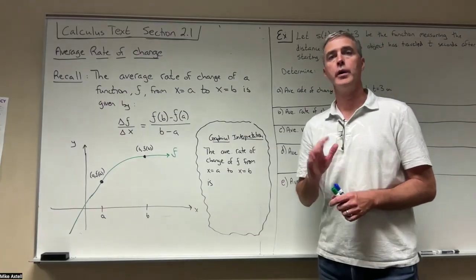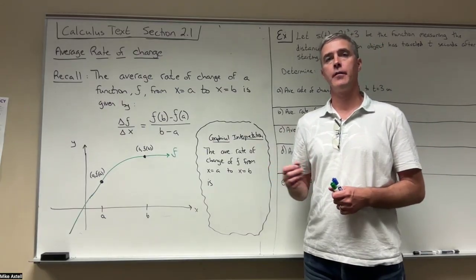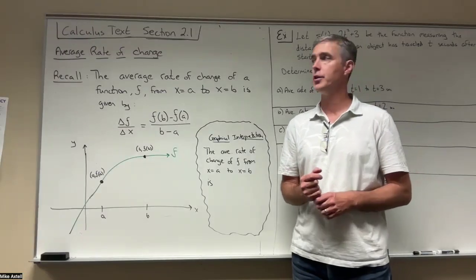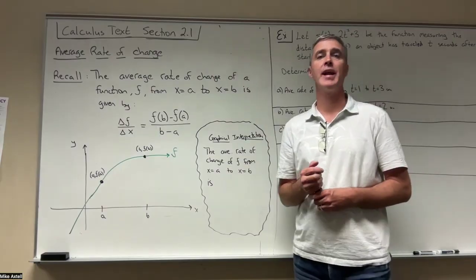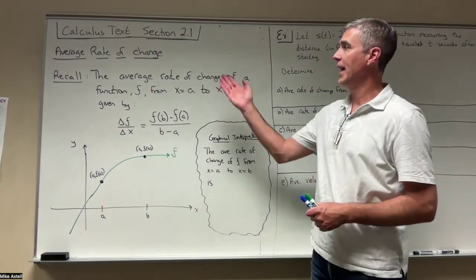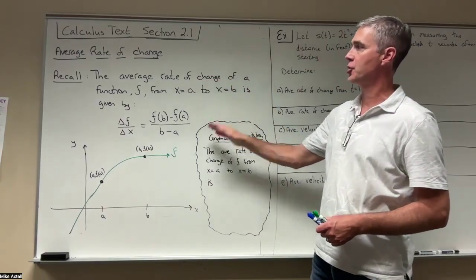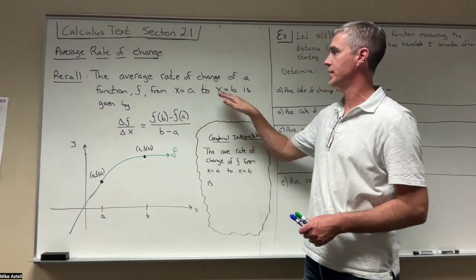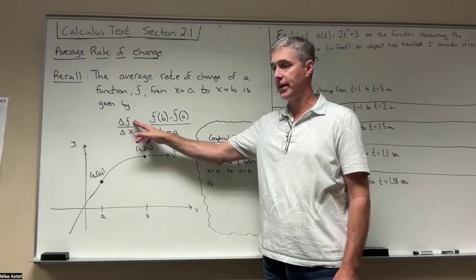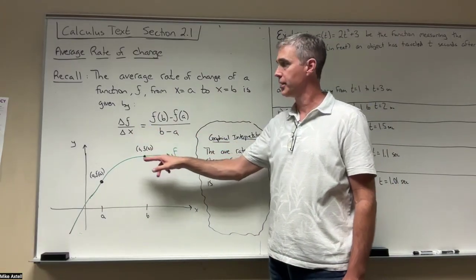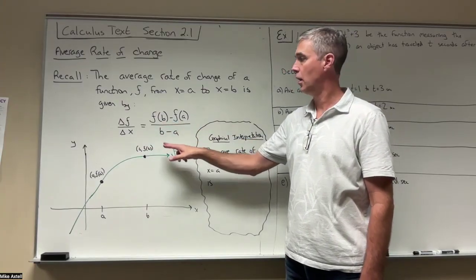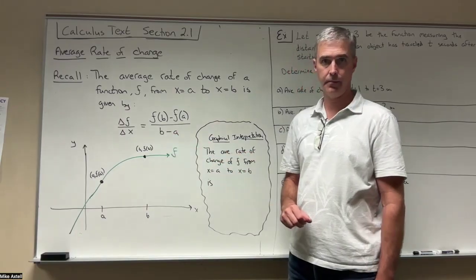All right. We are going back to a topic we first covered when we were doing lines a couple of weeks ago, linear functions. And that is this notion of an average rate of change of a function. So the average rate of change of a function f from x equals a to x equals b is given by, well, it's the change in the outputs over the change in the inputs. So we would calculate f of b minus f of a all over b minus a.